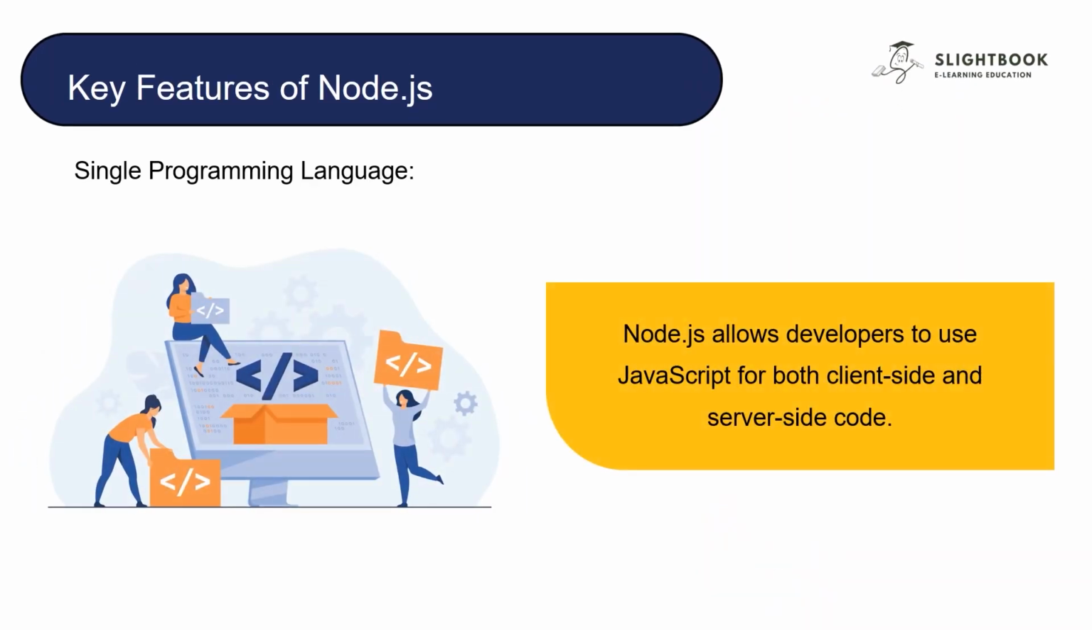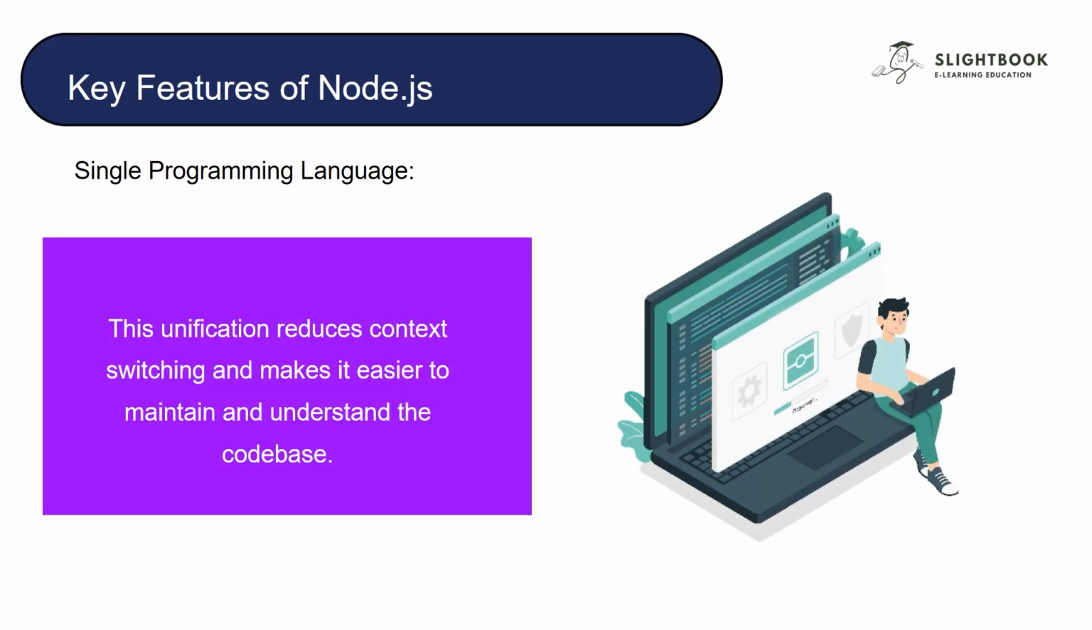Single programming language. Node.js allows developers to use JavaScript for both client-side and server-side code. This unification reduces context switching and makes it easier to maintain and understand the codebase.